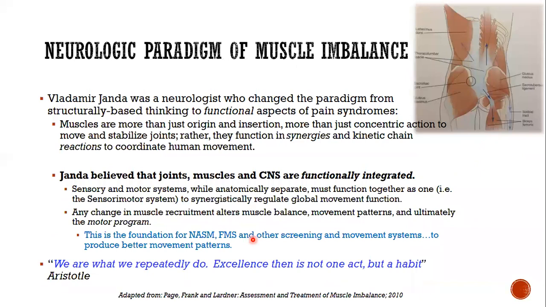So here's Janda's approach. It's a neurologic paradigm again, because he was a neuro guy, but he changed the paradigm to more of a functional one. Let's spend a little bit of time here, and I apologize if I geek out a little bit into the central nervous system, but I think it's very important, and I didn't want you to miss out on this. Janda really proposed that muscles are more than origin and insertion, okay?